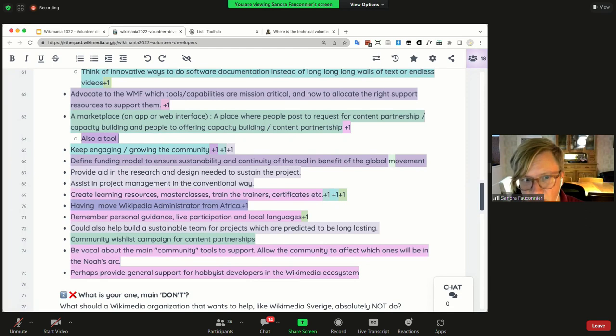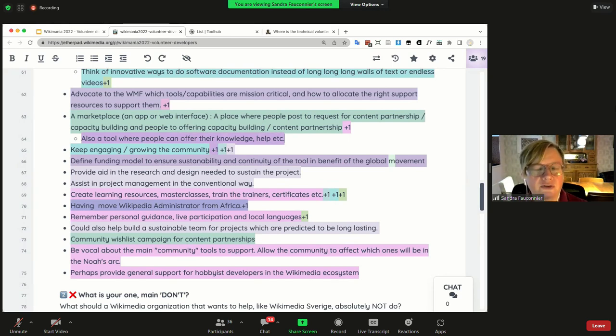I'm actually going to type your suggestion. I have the impression that it is this suggestion here that we have in the Etherpad, right? A marketplace where people post requests and offer capacity building. And I will add your comments there. Also a tool where people can offer their knowledge, help, etc.